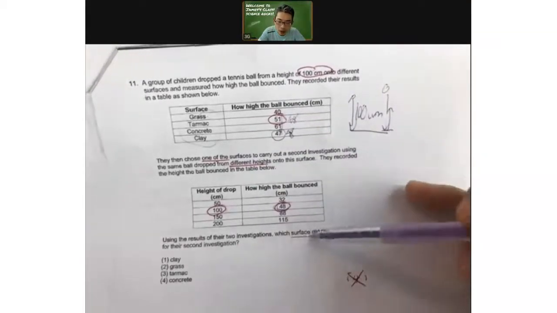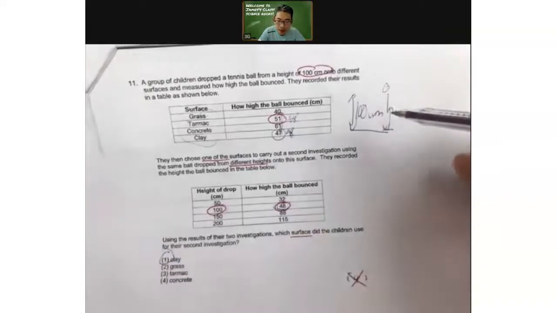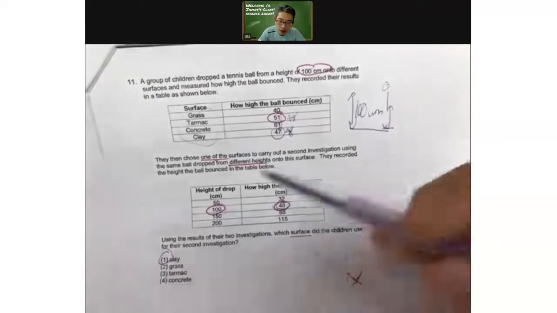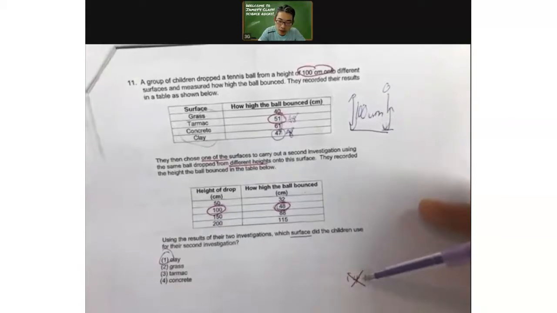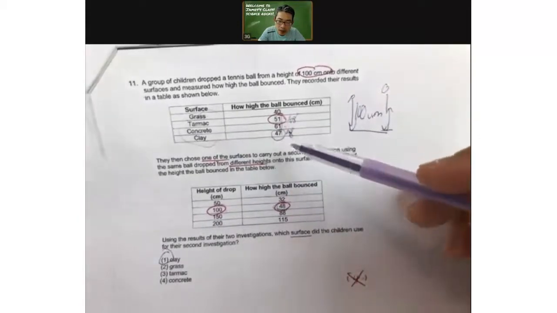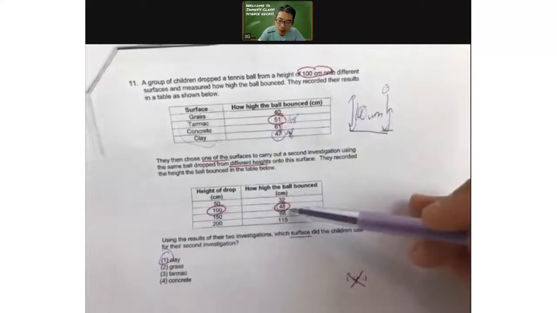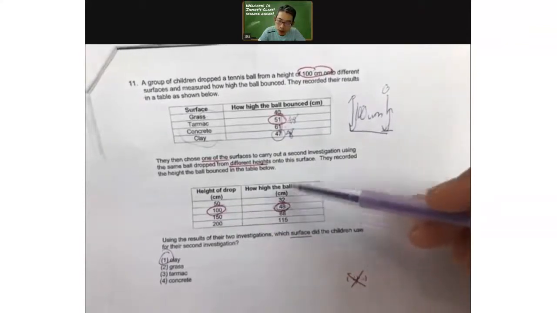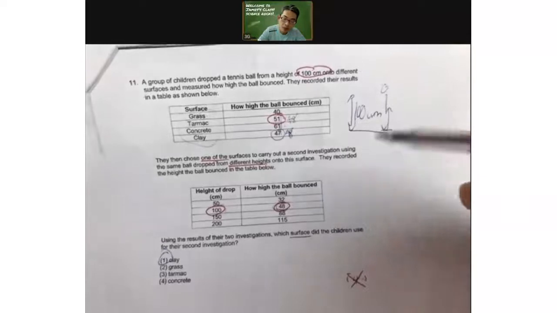So which surface did they use? Clay surface. It cannot be the concrete surface like what you put here, because on the concrete surface it bounced to 61 cm. But in this case here, when dropped from the same height, it only bounced to 48 cm. Quite a huge difference. Right, the answer here is 1.